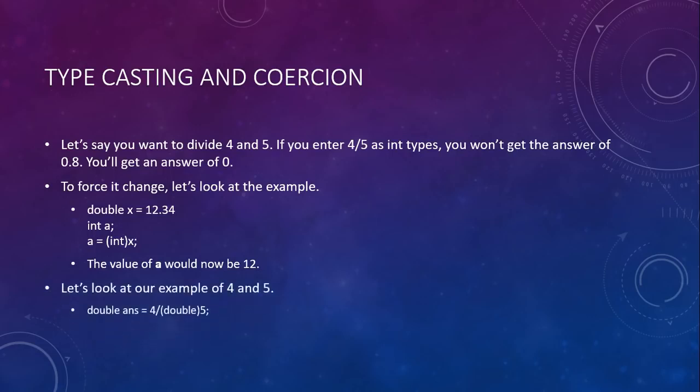So let's look at our example of 4 and 5 that I have above. So 4 divided by 5. If I wanted to get the answer, first off, I have to store that into a double. So double ans, right? Because if I just did double ans equals 4 divided by 5, I'm not going to get the answer I want. But if I do double ans equals 4 divided by (double) 5, I'm much more likely to get the result I want.